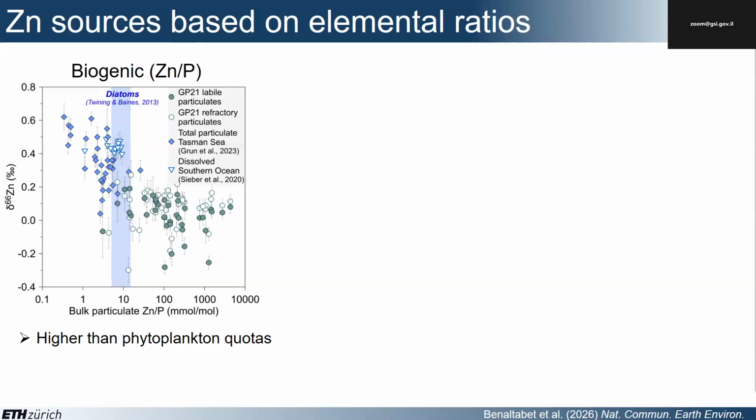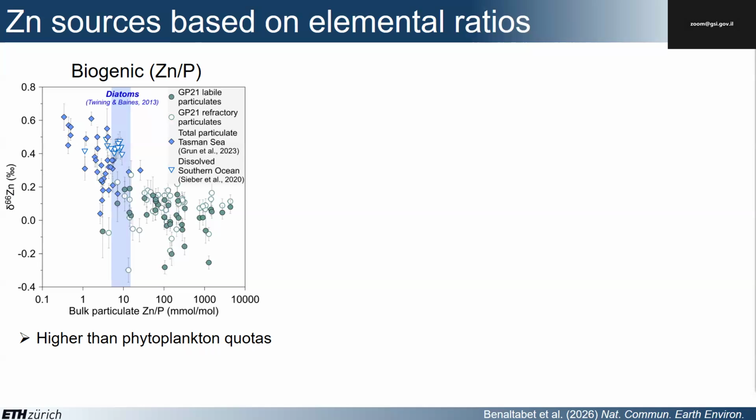But in the South Pacific, which is these green circles again, zinc to phosphorus ratios are orders of magnitude higher than what we would expect naturally. So this gives us a first indication that we have excess zinc relative to what we would expect naturally in phytoplankton.